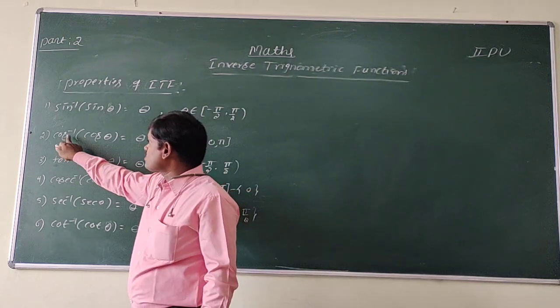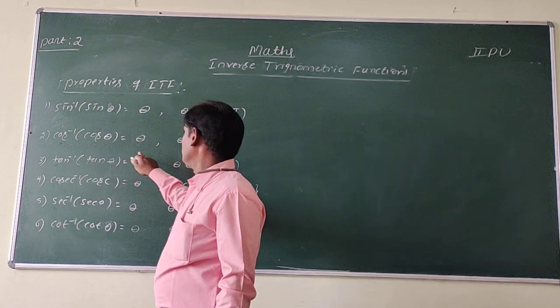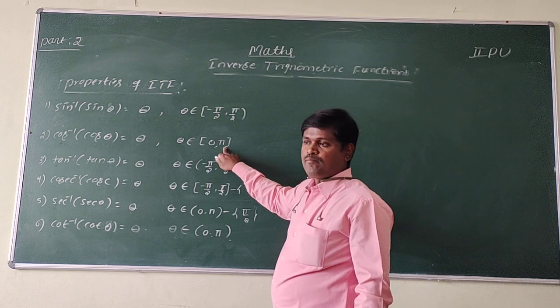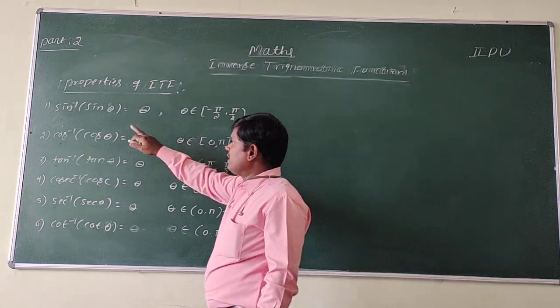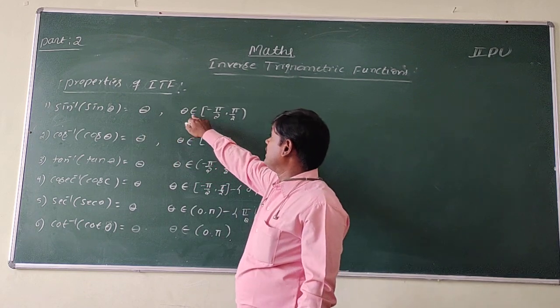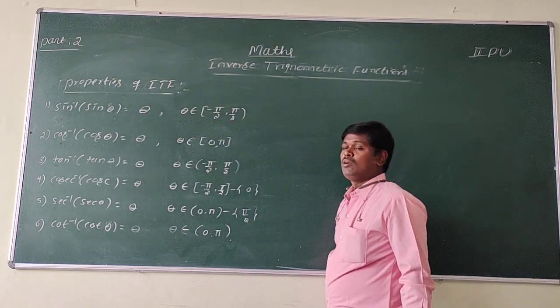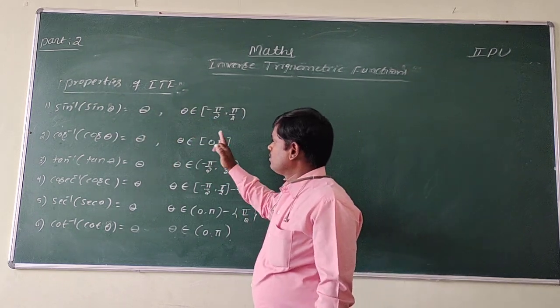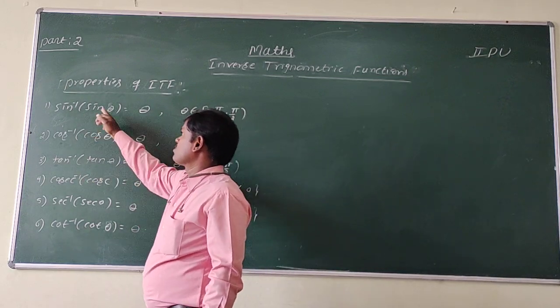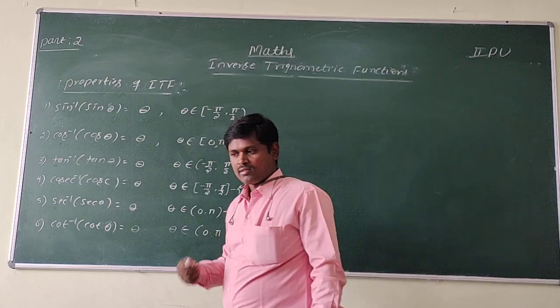So cos inverse of cos theta is equal to theta if and only if the value of theta lies between 0 to pi. Similarly, sin inverse of sin theta is equal to theta if and only if the value of theta lies between minus pi by 2 to plus pi by 2. Unless that, it is not possible to write tan inverse of tan theta is equal to theta or sin inverse of sin theta is equal to theta. Okay, so write down.